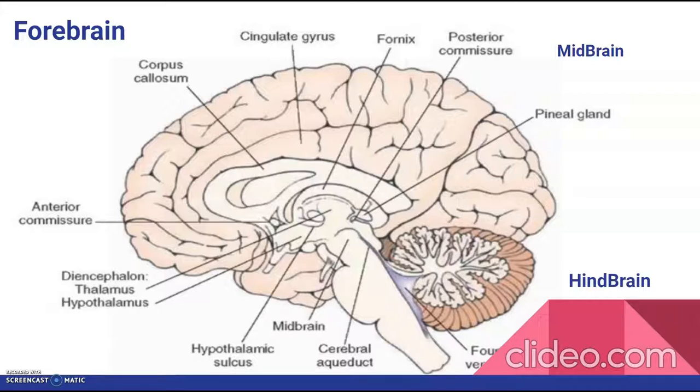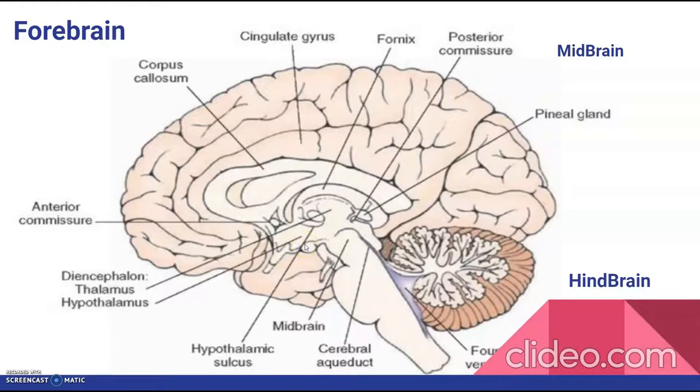Another very important part of the brain is the hypothalamus. You can see this part, hypothalamus. It lies at the base of the thalamus, and the hypothalamus contains a number of centers which control body temperature, urge for eating and drinking, and it also contains several groups of neurosecretory cells which secrete hormones called hypothalamic hormones.